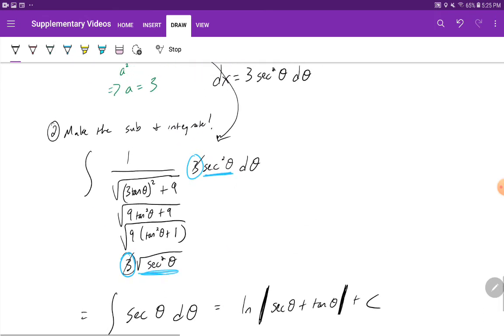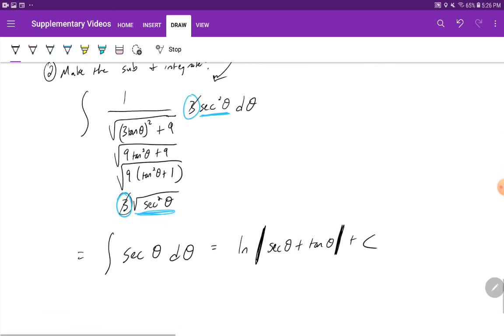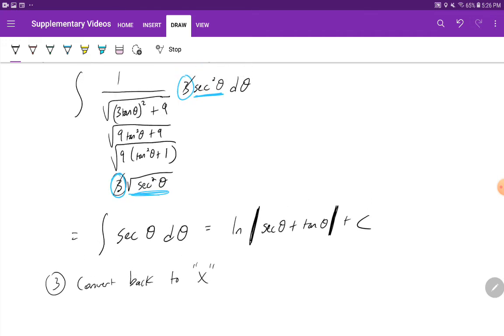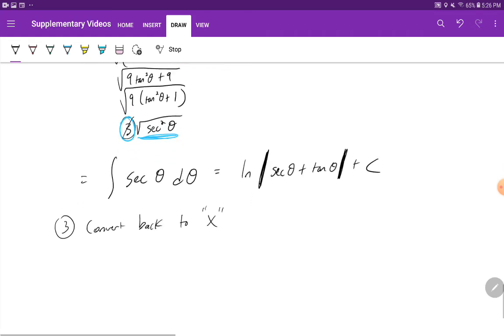Make the substitution and integrate. The third is convert back to x, in terms of x. Because once again, we don't want our problem to end up in a different variable than what we started with. It's kind of rude, you know? So we don't want to be rude, so we got to convert this back to in terms of x. Well, how do we do this?